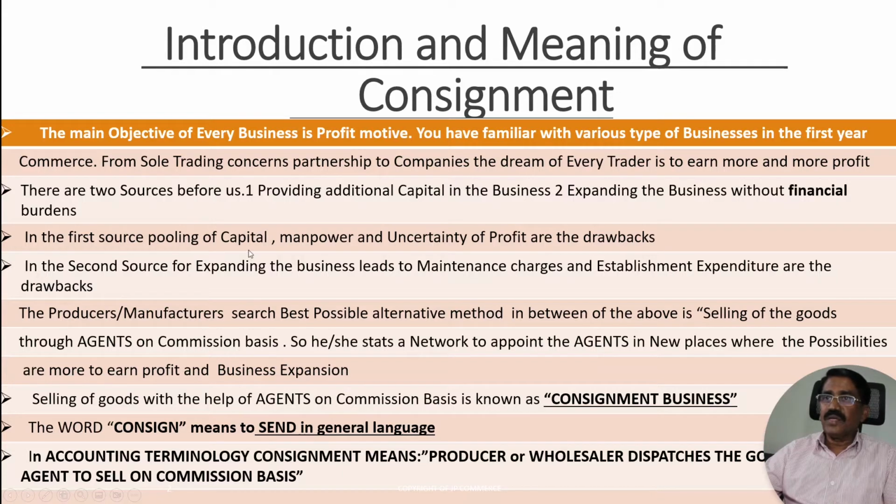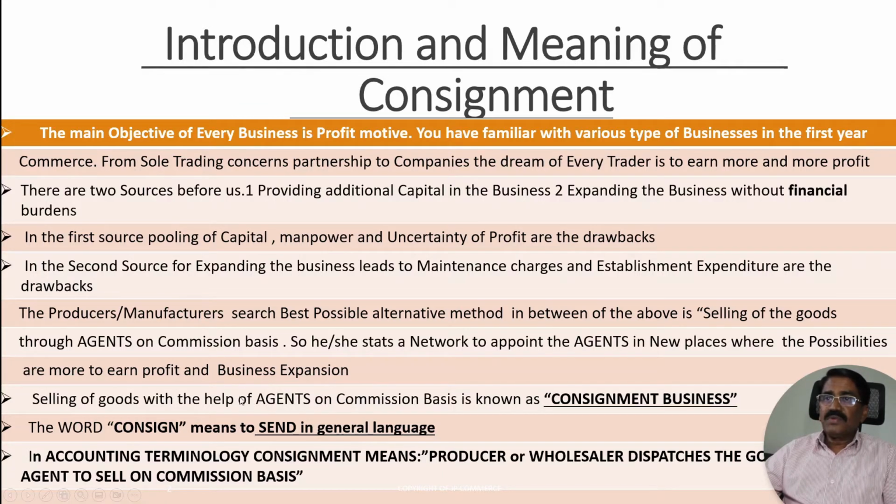In the first source, pooling of capital, manpower, and uncertainty of profits are the drawbacks. Similarly, in the second source, expanding the business leads to maintenance charges and establishment expenditure, which are the drawbacks. The producers or manufacturers search for the best possible alternative in between the above two, which is selling of the goods through agents on commission basis. So he or she starts a network to appoint agents in new places where the possibilities are more to earn profit and expand the business.